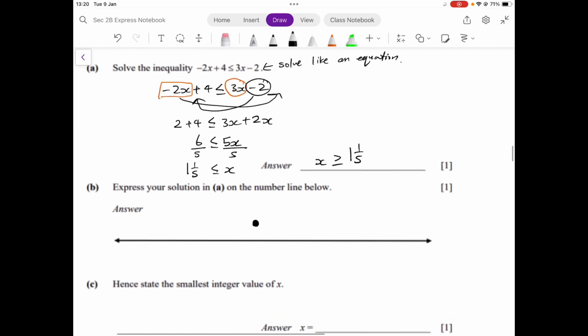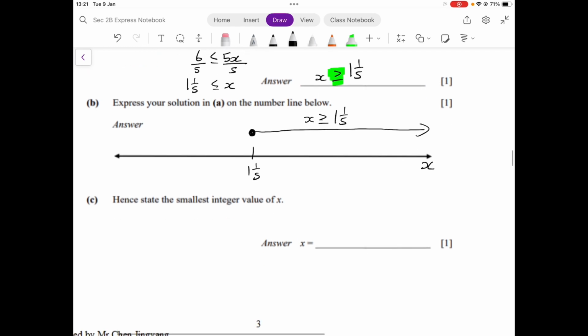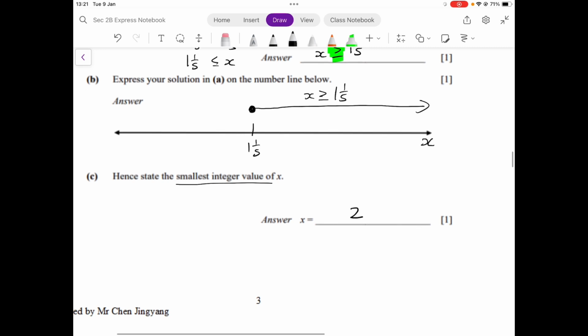Okay, so now they ask us to express the solution on the number line below. So because our inequality is more than or equal, we put 1 and 1/5. Right, so these are values of x. Because the inequality is more than or equal, we put a black dot. Then we draw a line showing all the values of x on the number line, right? So x more than or equal to 1 and 1/5. Hence state the smallest integer value. So the smallest integer value will be 2. Alright, okay, moving on.